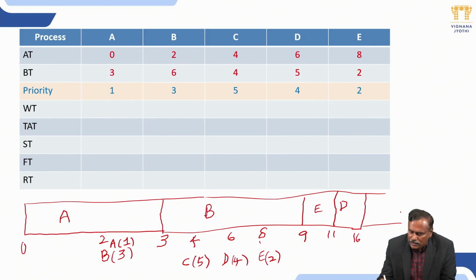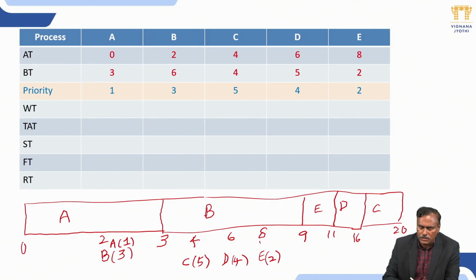Then you are left with 1 more process, namely C. Its service time is 4 units. You are starting at 16, so it is going to get completed at the 20th interval of time. One thing you must remember, you have to take into consideration the priority of the job while choosing the next job to be executed. So this is a Gantt chart which demonstrates the order of execution of the processes.